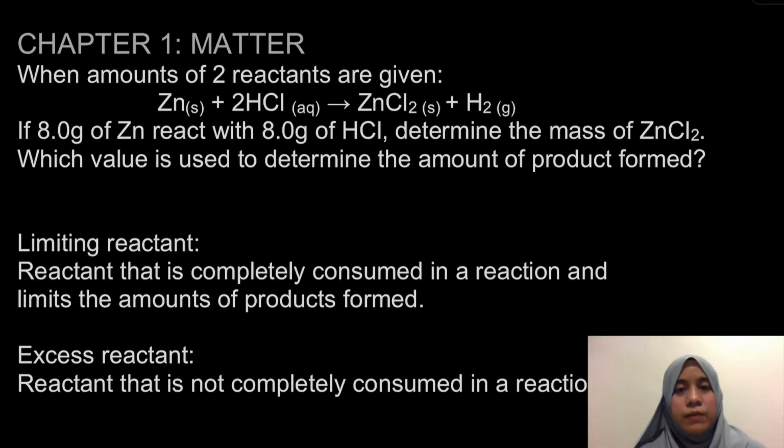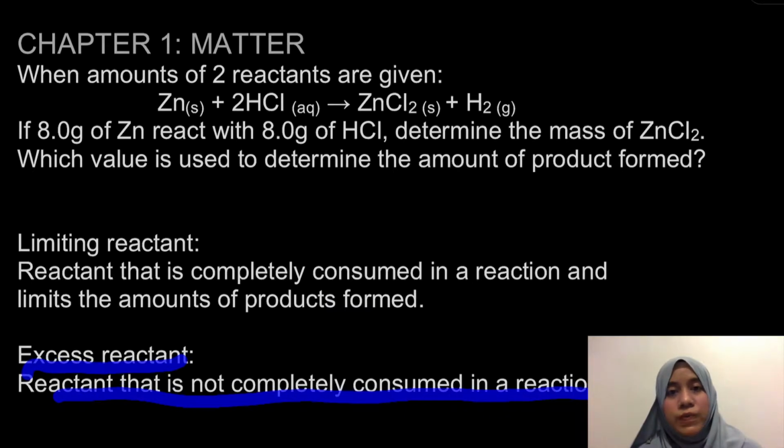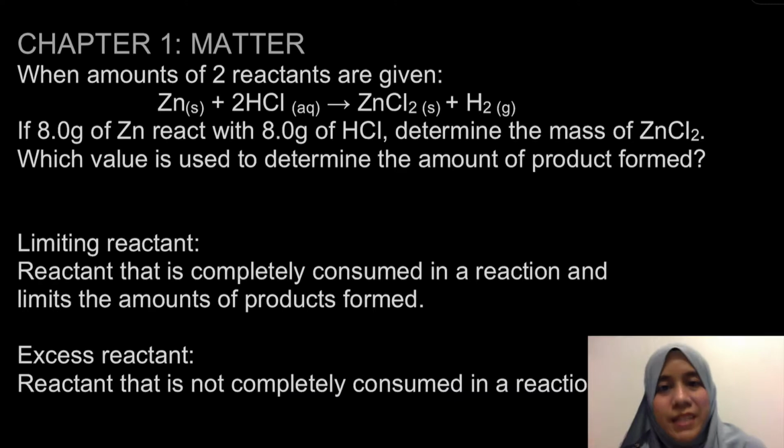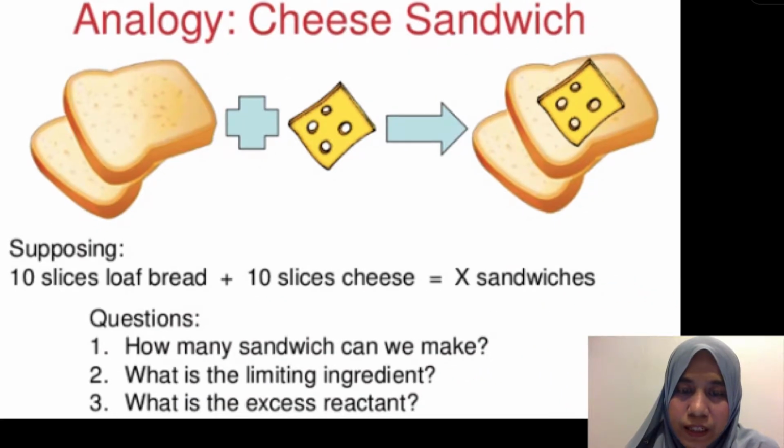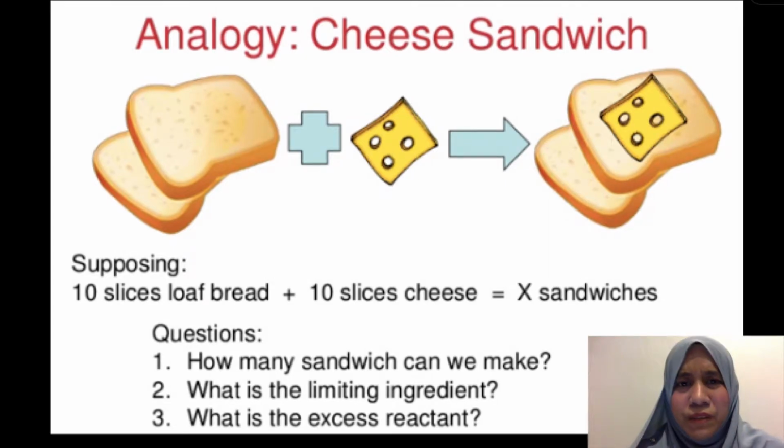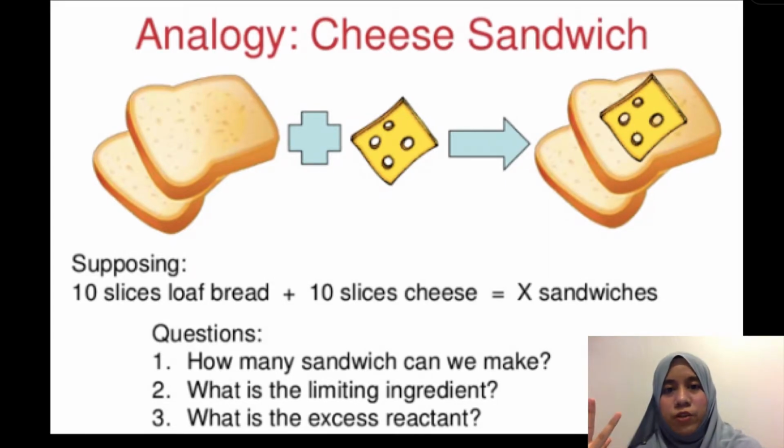And then, bila kita ada limiting reactant, we're going to have excess. Limit yang menghadkan, excess tu yang lebihan dia pula. Dia ada partner dia. Excess reactant is the reactant that is not completely consumed. Maknanya nanti at the end of the reaction, dia masih ada lagi lebihan. Okay, so let's look at the example here lah. Tak payah nak explain panjang, jom kita tengok example.